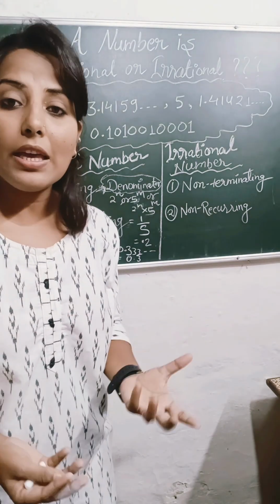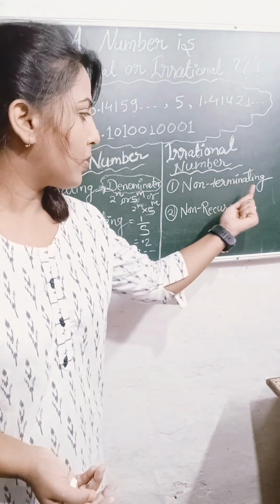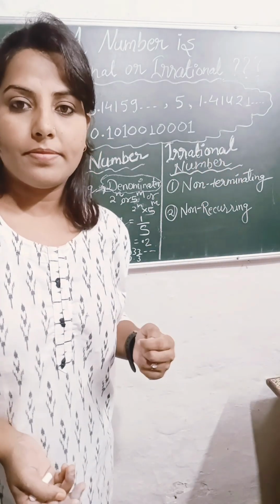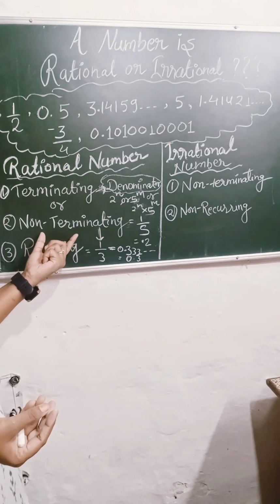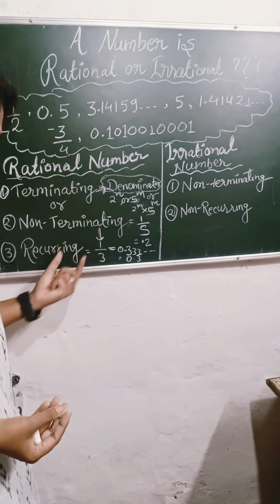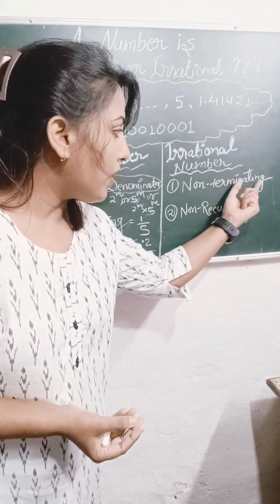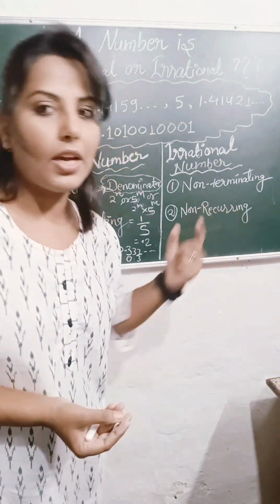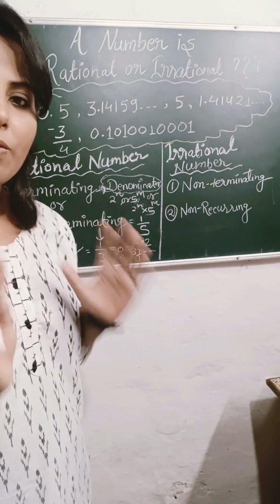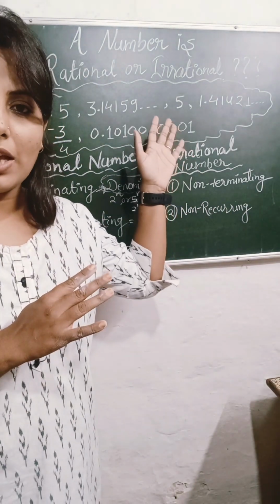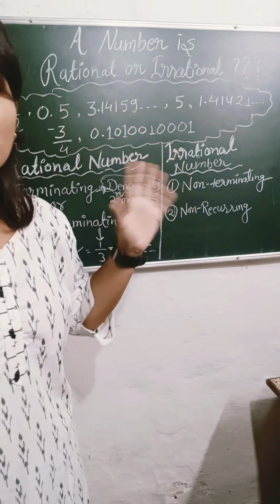Then what about irrational? For irrational, the first condition should be non-terminating. Here a rational number can also be non-terminating, but it must be recurring. In an irrational number, it should be non-terminating and non-recurring. There is a difference between them. Now we will see the examples I have given here, and check which number is rational or irrational.